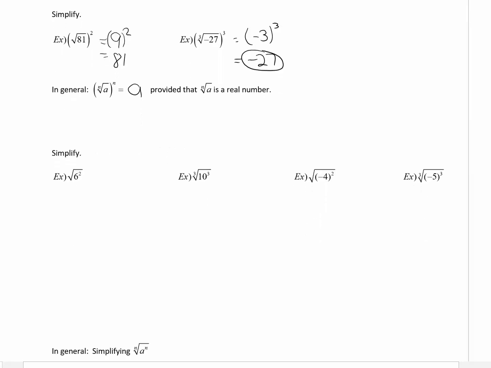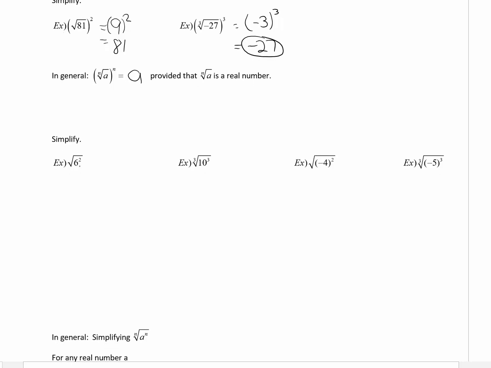Okay, let's take a look at a few other examples then. So let's take a look at the square root of 6 squared. Well, I'm going to simplify 6 squared, that's 36. And the square root of 36 is 6. Okay, let's take a look now at the cube root of 10 cubed. Well, 10 cubed is 10 times 10, which is 100, times 10 is 1,000. And the cube root of 1,000 is 10, because 10 times 10 is 100, times 10 is 1,000.